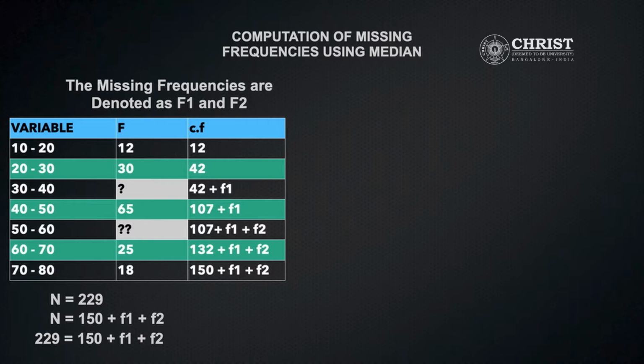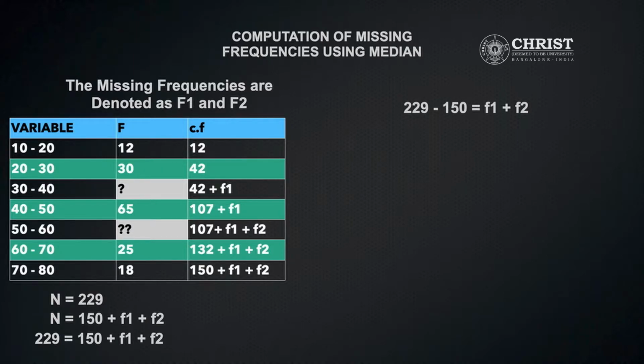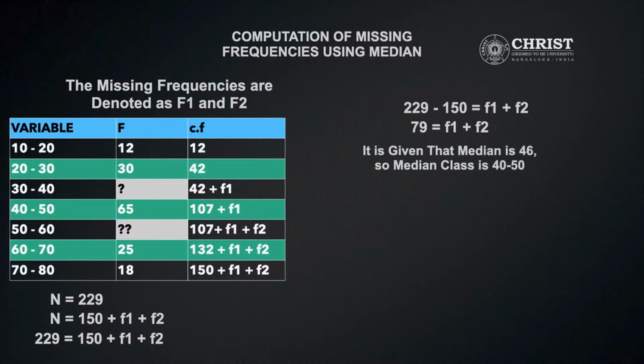When we compute one frequency value, we will substitute it in this equation and then calculate the next one, the missing frequency F2. So this information is important. Now 229 minus 150 is equal to F1 plus F2, meaning 79 is equal to F1 plus F2. So we first find the first missing frequency, then substitute it in this equation to get F2. It's given that median is 46, so the median class will be 40 to 50.